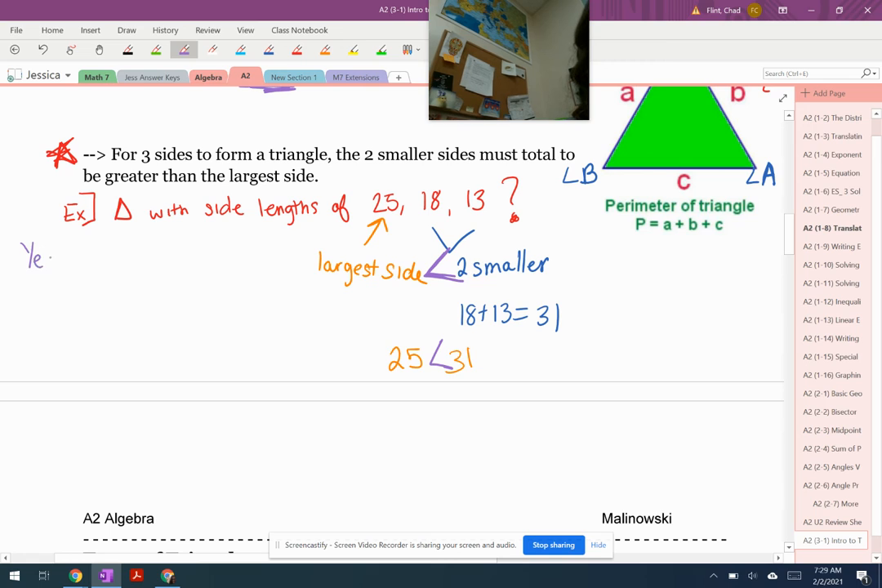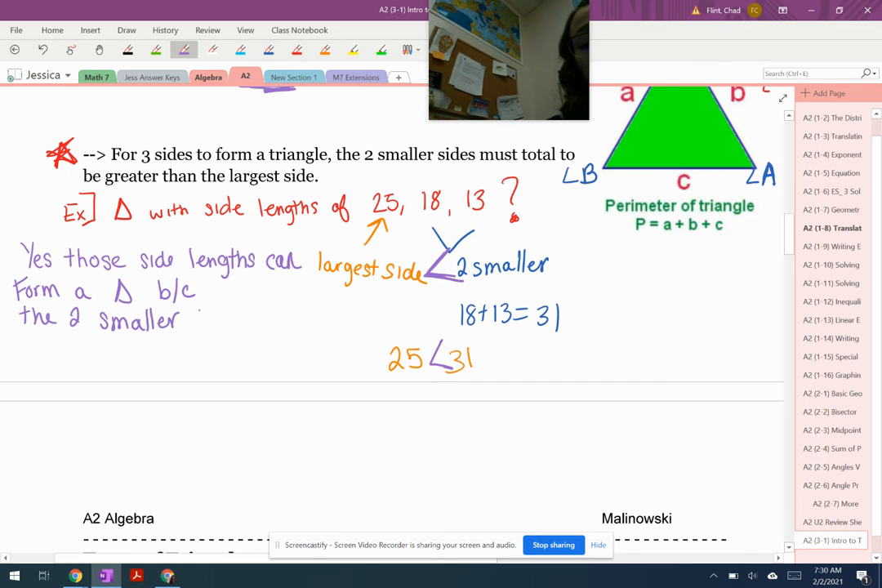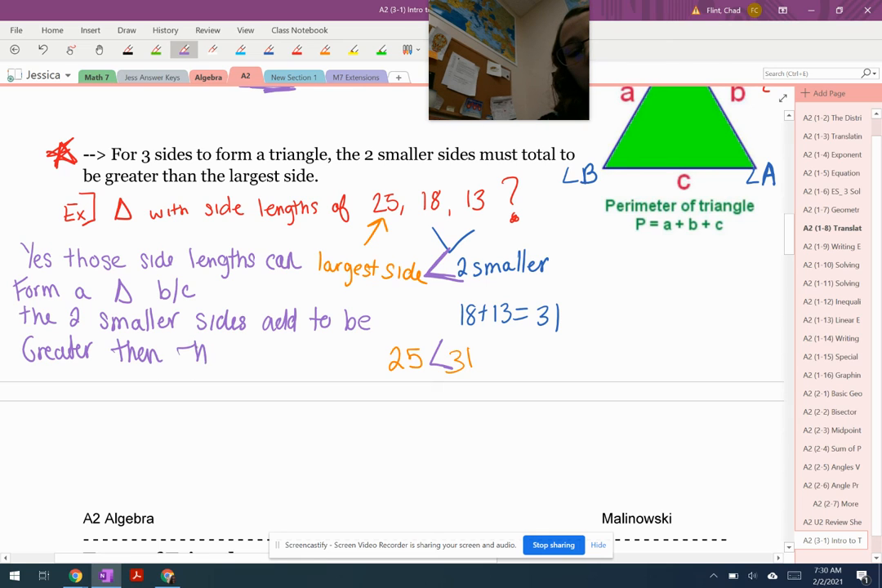So, yes, I confused myself there. Yes, those side lengths can form a triangle because, again, you're just restating that property to explain yourself: the two smaller sides add to be greater than the largest.